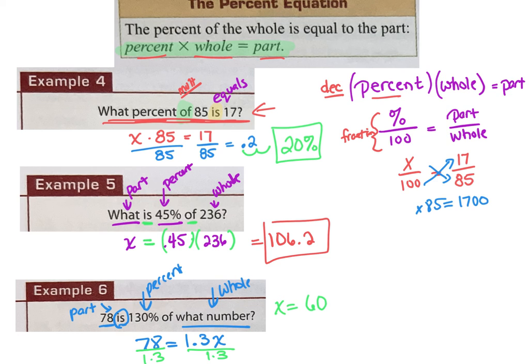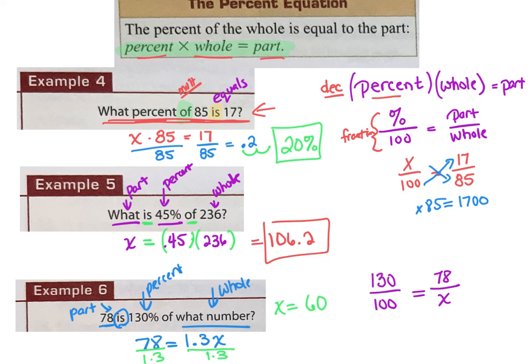Now, if you set this up, I'm going to do the ratio again because some people really take to the ratios. For the ratio, my percent always goes over 100, okay? So for this one, I would say 130 over 100. Yes, percent always goes over 100. That equals my part, which we said was 78, over the whole, which we do not know. If you did cross multiplication there, you would get 60.